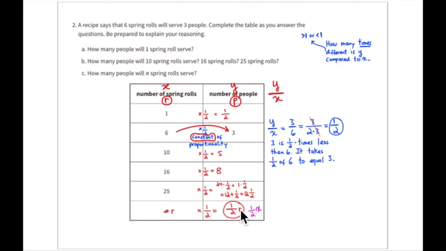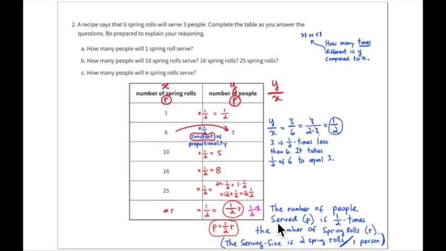Down here, for the number of spring rolls, you multiply that number times 1/2. That's going to tell you the number of people that you can serve. So the number of people served is 1/2 times the number of spring rolls. So P, the y value, equals 1/2 R, which is the x value. So the number of people served, P, is 1/2 times the number of spring rolls, R.